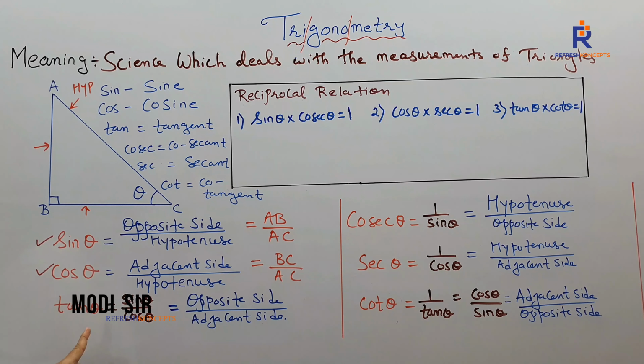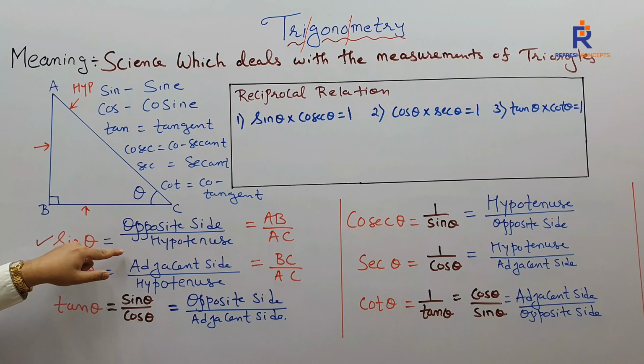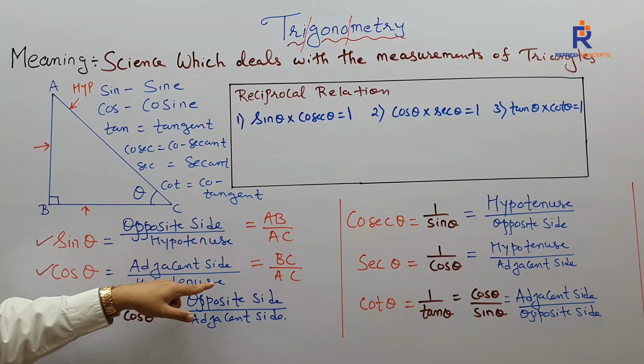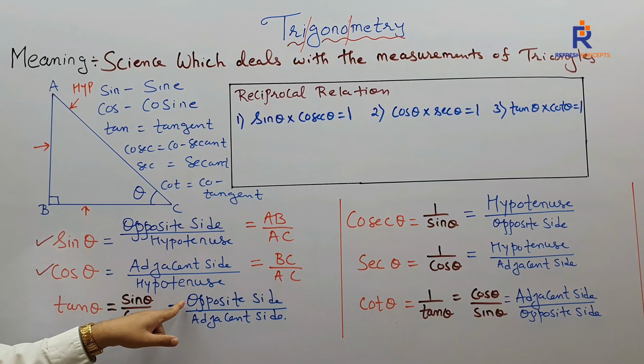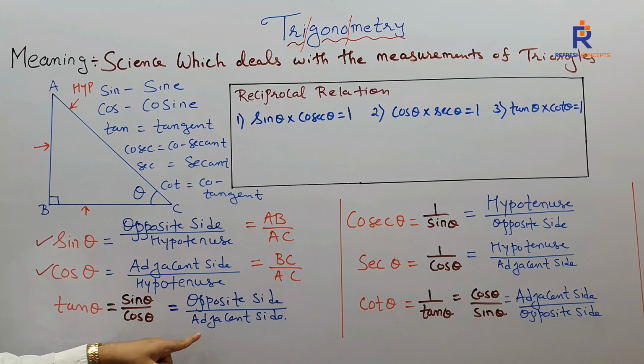So what is tan theta? Tan theta is sine theta by cos theta. If I divide sine theta by cos theta, opposite upon hypotenuse, whole upon adjacent upon hypotenuse, don't you think the hypotenuse will get cancelled off? So what is the definition? The definition is opposite upon adjacent. Opposite upon adjacent. So then what is this sine by cos?